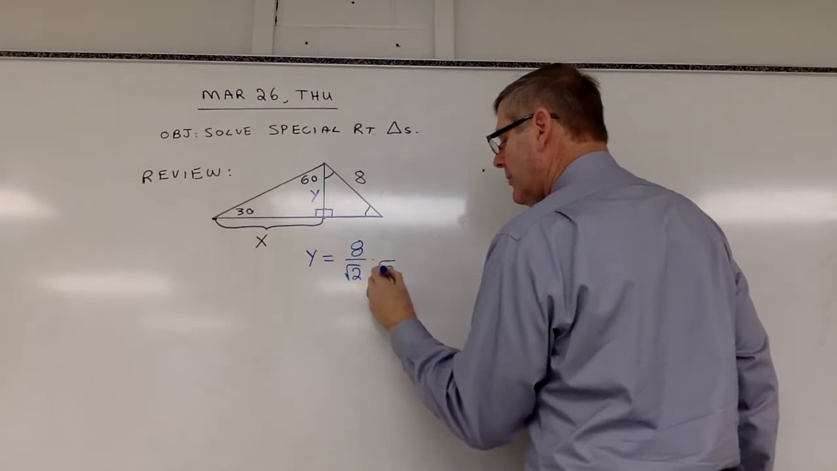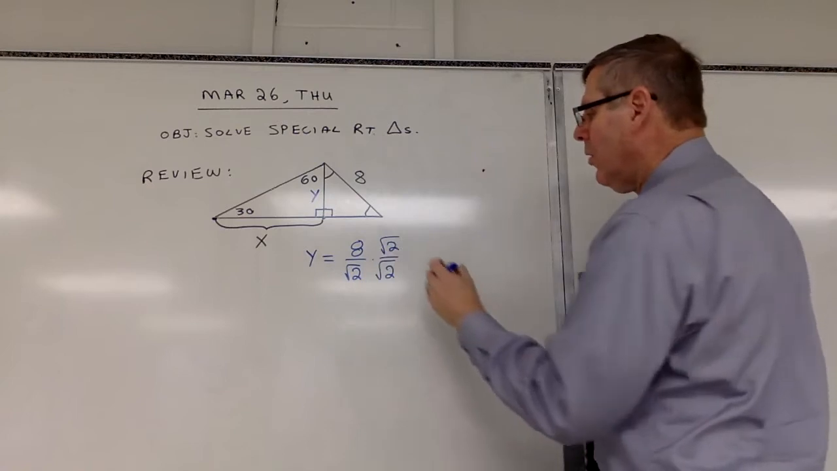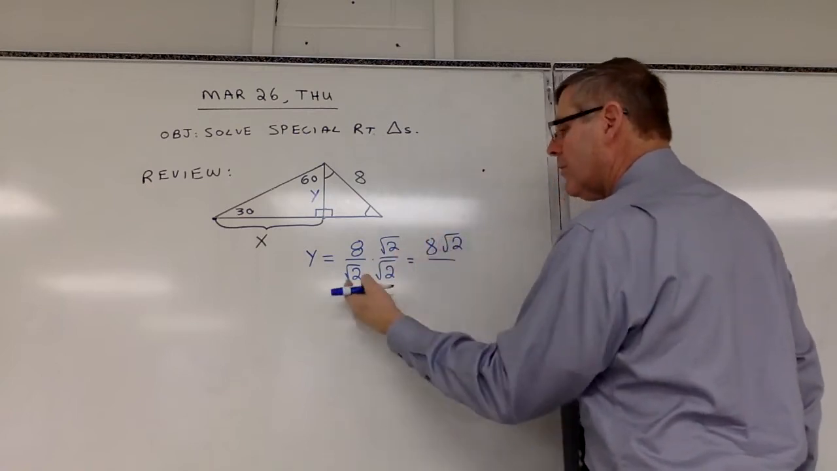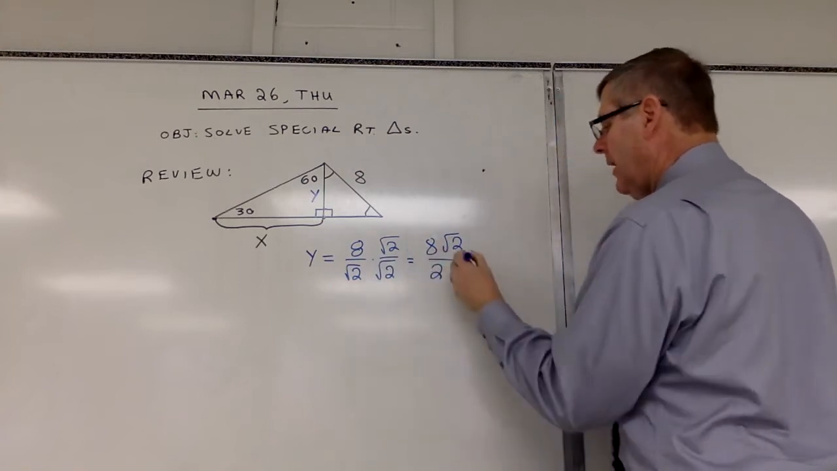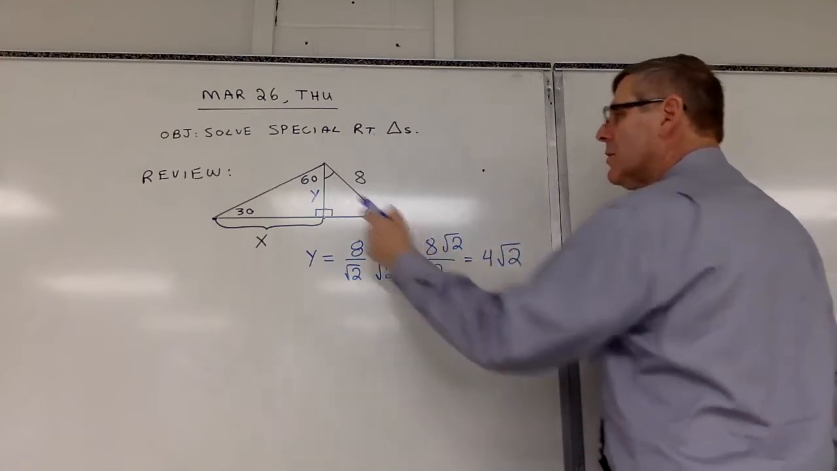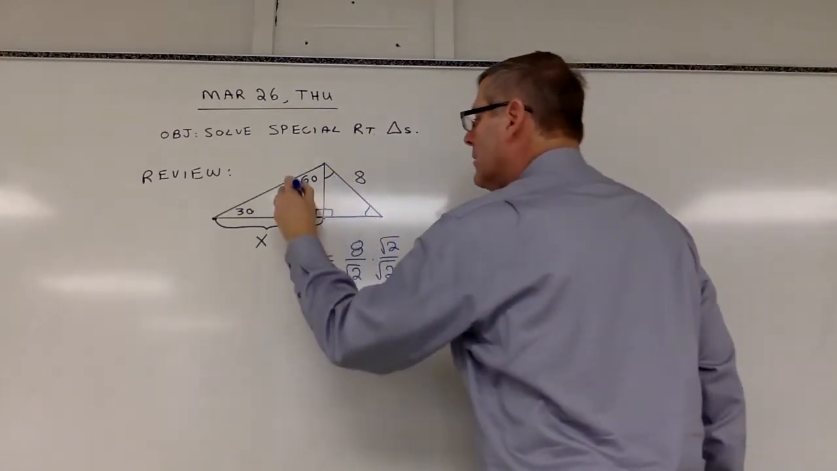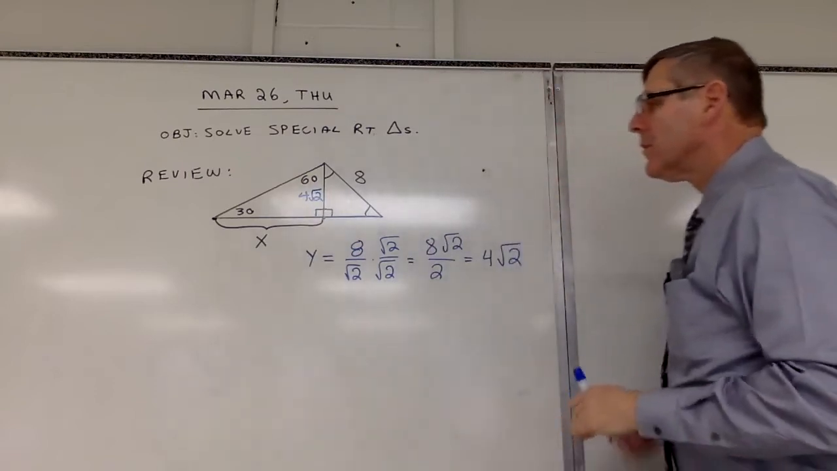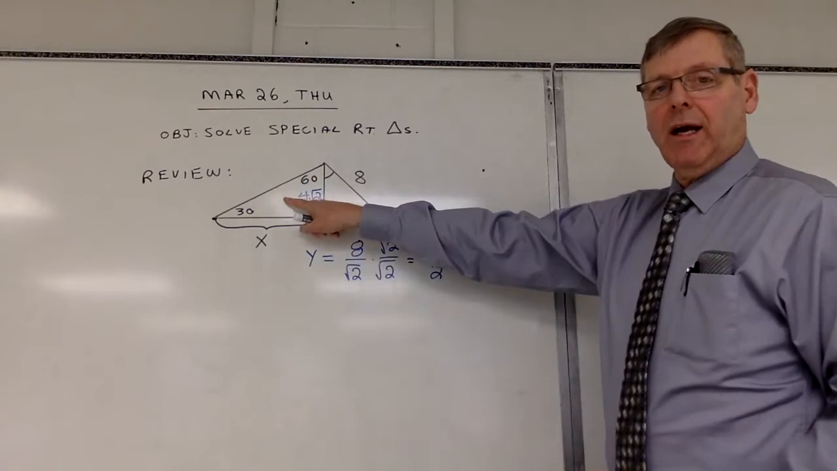Again, I cannot have the square root of 2 in the denominator, so I multiply by the square root of 2 over 2, and I get 8 times the square root of 2 over the square root of 2 times the square root of 2, which is just 2. I can see that 8 over 2 reduces to 4 square root of 2. So that's what y is equal to. So if this y is 4 radical 2, I now know a side in this triangle.